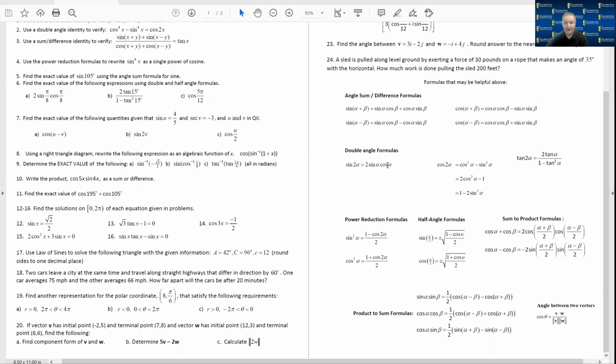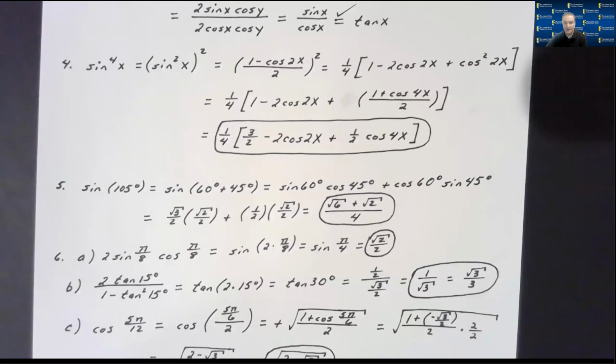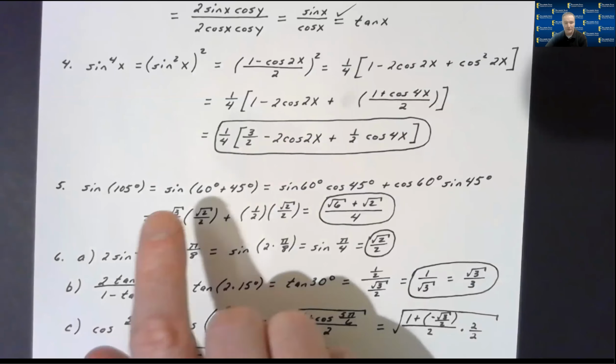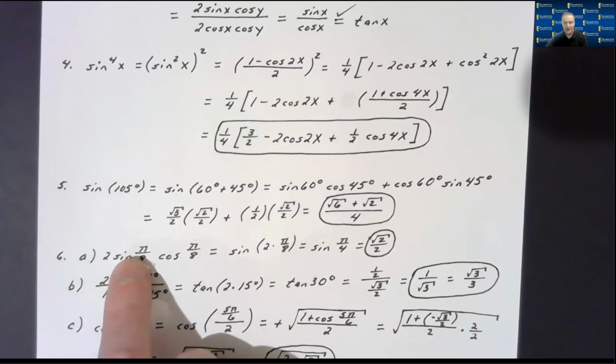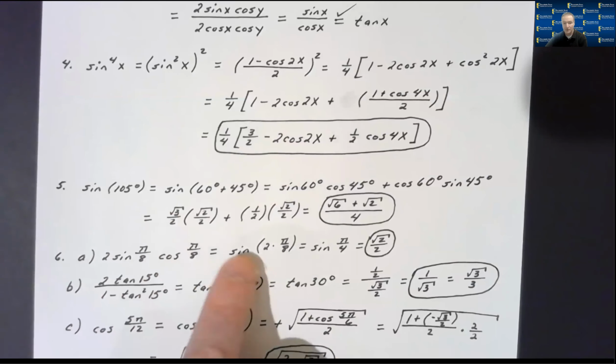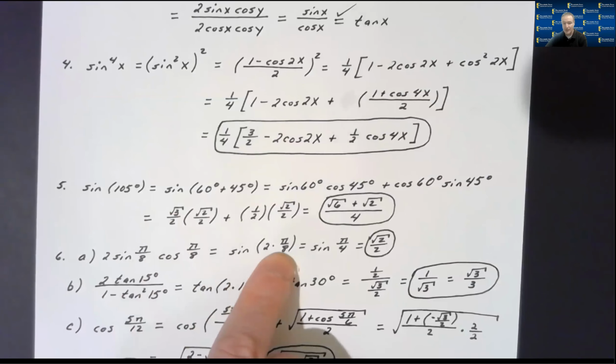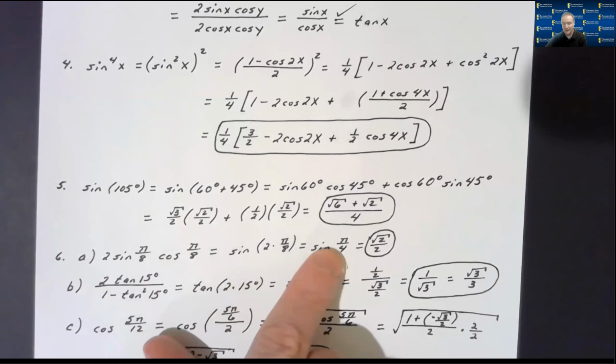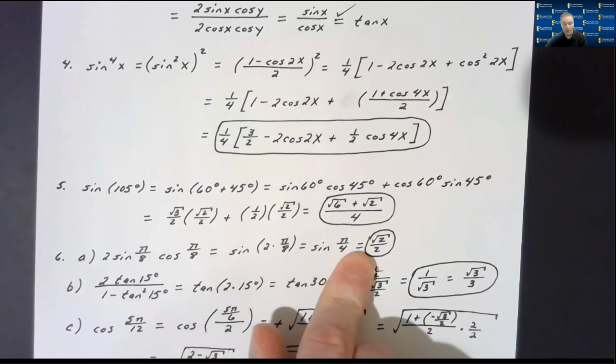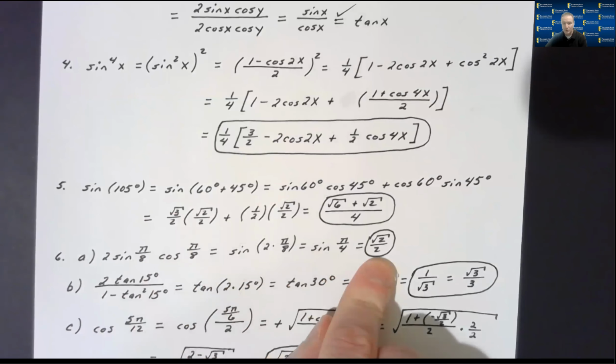I know 2 sine alpha cosine alpha is the sine of twice that angle. So I can say, well, then 2 sine pi over 8 cosine pi over 8, that'd be the same thing as the sine of 2 times pi over 8. Absolutely. That's all you do. Well, that's the sine of pi over 4. And then we know that the sine function at pi over 4, that's midway through quadrant 1, that's the square root of 2 over 2.